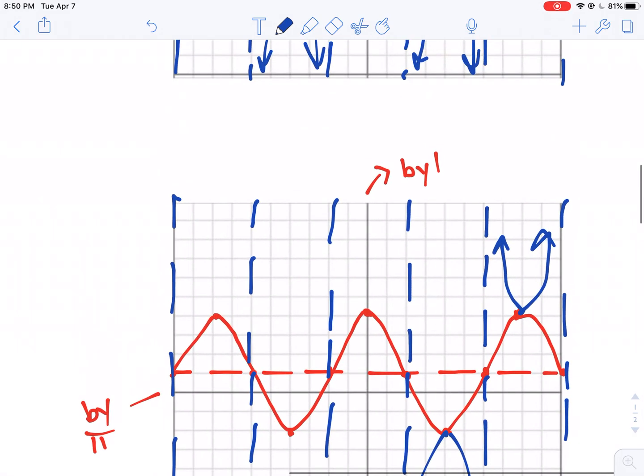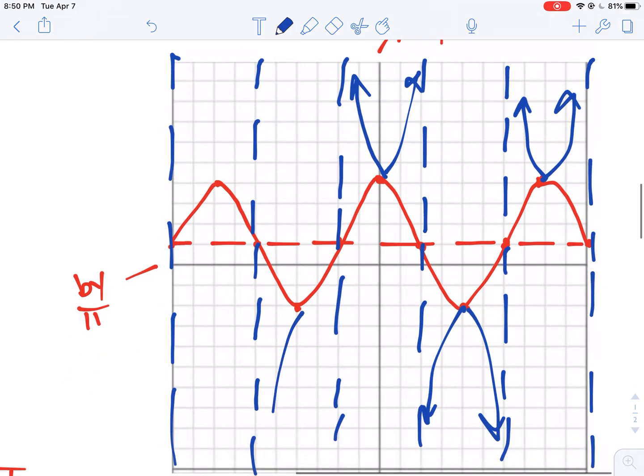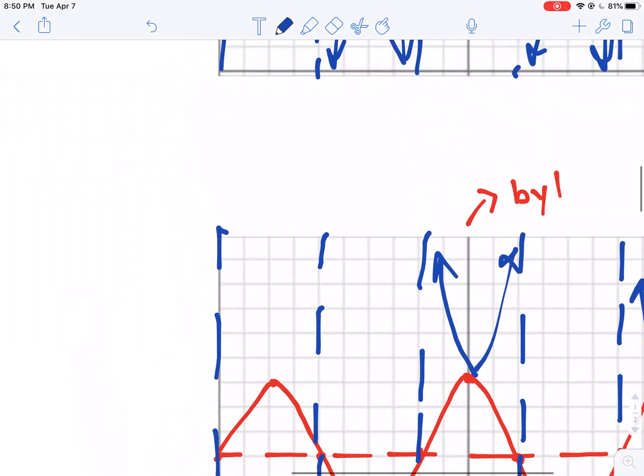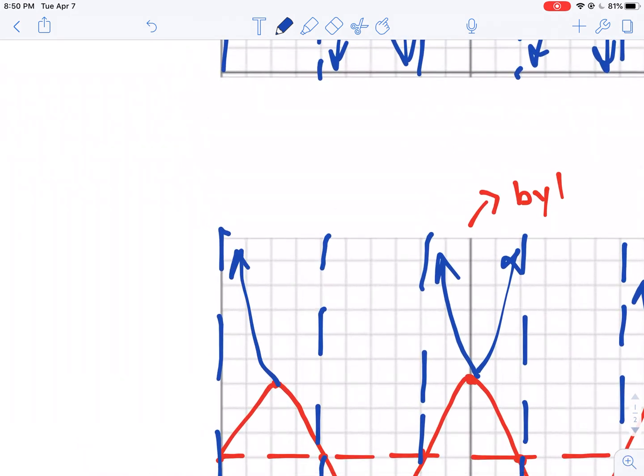This is not perfect. This is not the prettiest thing in the world. I'm hand drawing these graphs. I don't expect these graphs to look absolutely perfect on your tests and quizzes. I'm much more concerned about the general theory of them.